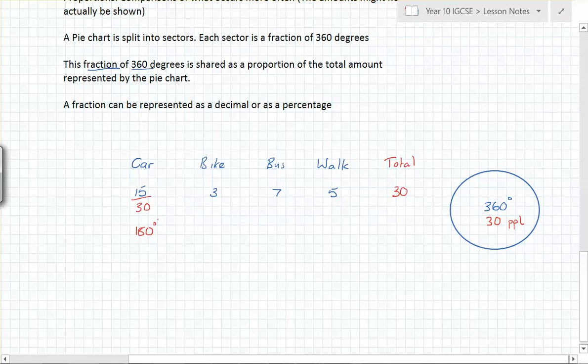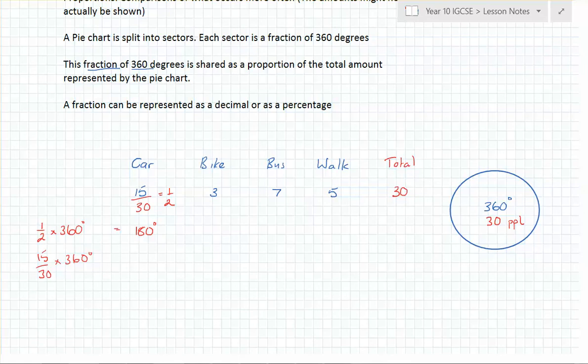Okay? It's not necessarily so easy for the other ones, so we need to think another way. So 15 out of 30 is a half. So what we've done there is a half of 360 degrees equals 180. Or I could have said 15 out of 30 lots of 360 degrees is still 180. Are you happy with that? Because 15 out of 30 is a half and so on. Right?